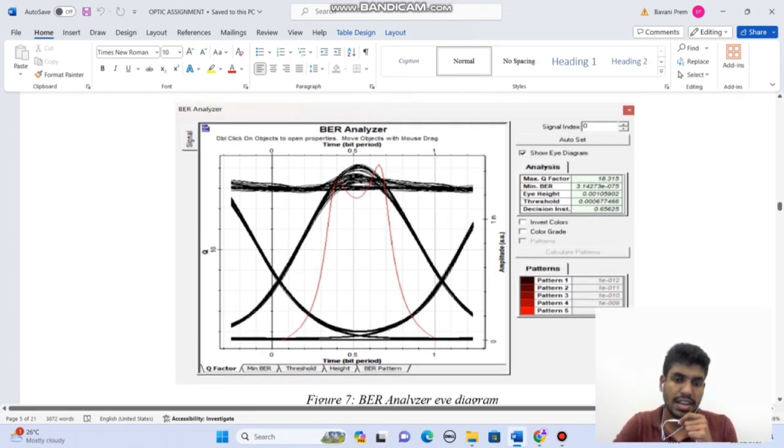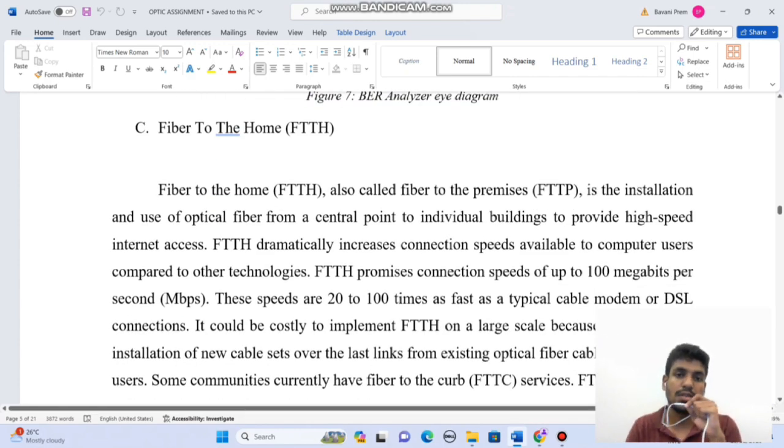So this is called the eye diagram. It looks like an eye, so we call it an eye diagram. Because of the signal, if you look, the eye is very clear and open, which means the signal is good. Then the application of the optical system is fiber to the home.